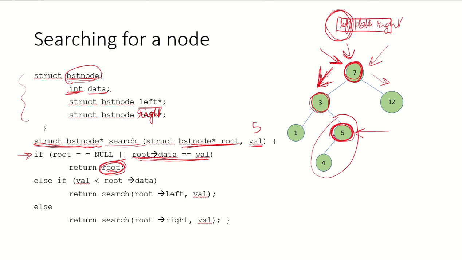And as I have explained earlier also, since each time the search space is being reduced by half in a balanced tree, the search complexity is log n. If it is a left skewed or a right skewed tree, then the complexity would be order of n, because in that case you will have to search through all nodes in the worst case.